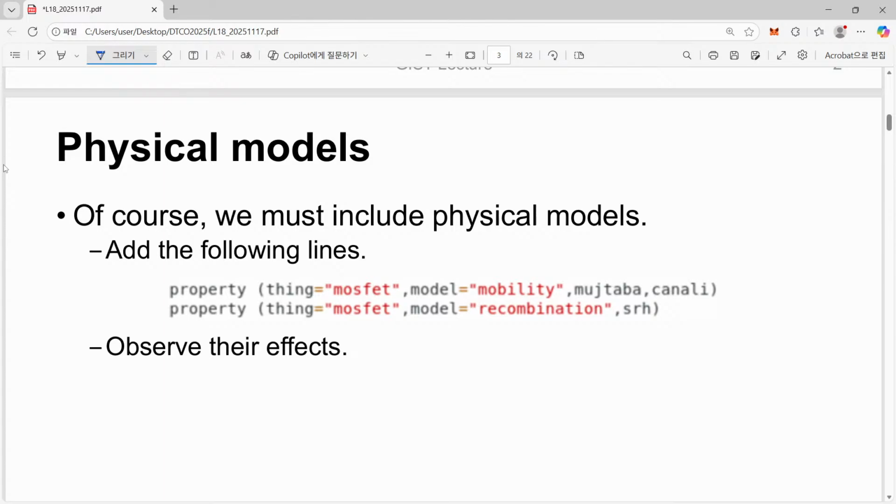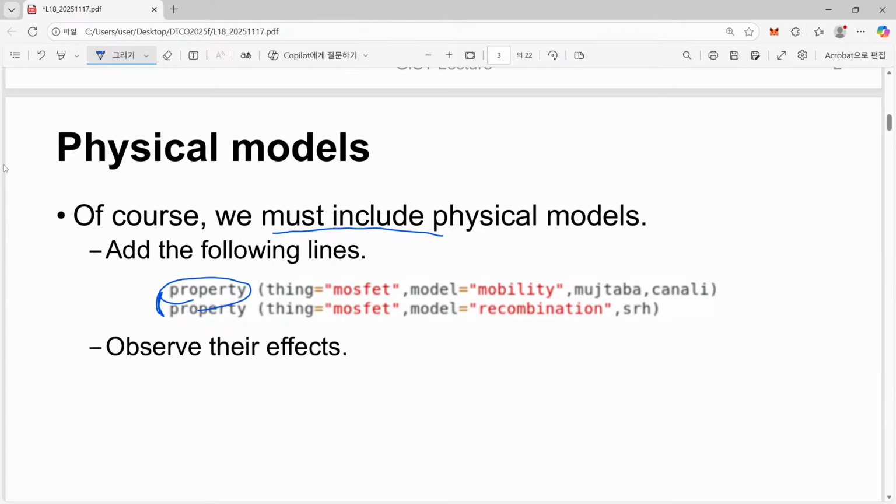In the previous presentation material, I just showed you the IV characteristics generated from the constant mobility model. However, we must include physical models to have a physically, and even in an engineering sense, correct result. So we need to include these two lines in our property line. So maybe you remember that.